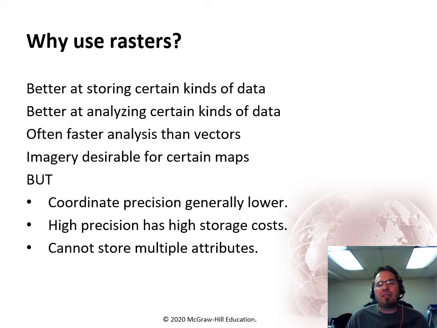The high precision comes with high storage costs, meaning the higher the resolution of your raster, the space to house that raster goes up exponentially. And you cannot store multiple attributes. So one raster equals one attribute. If I have an elevation raster, all you get is elevation. If I have land use, all you get is land use. So it has its pluses and minuses.